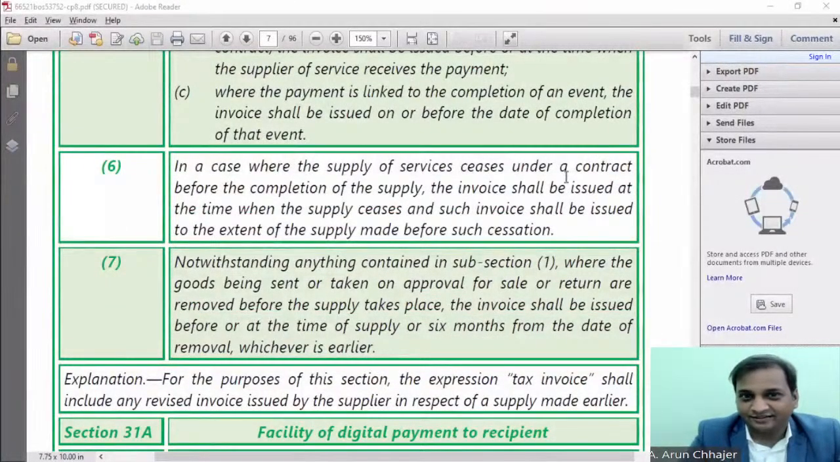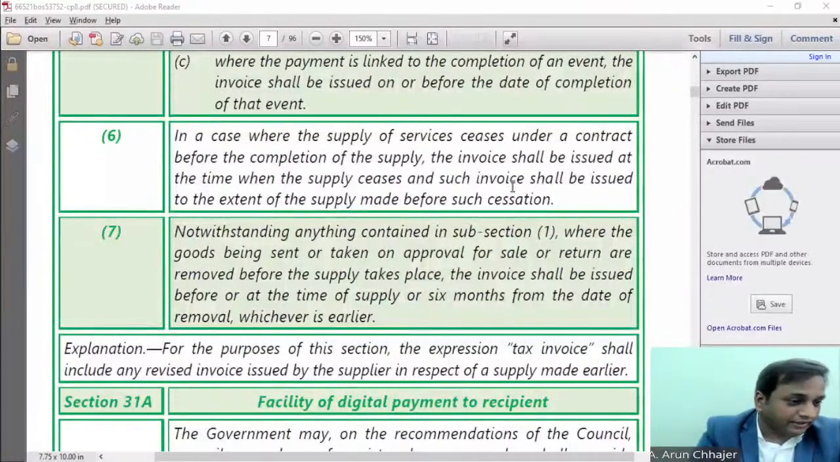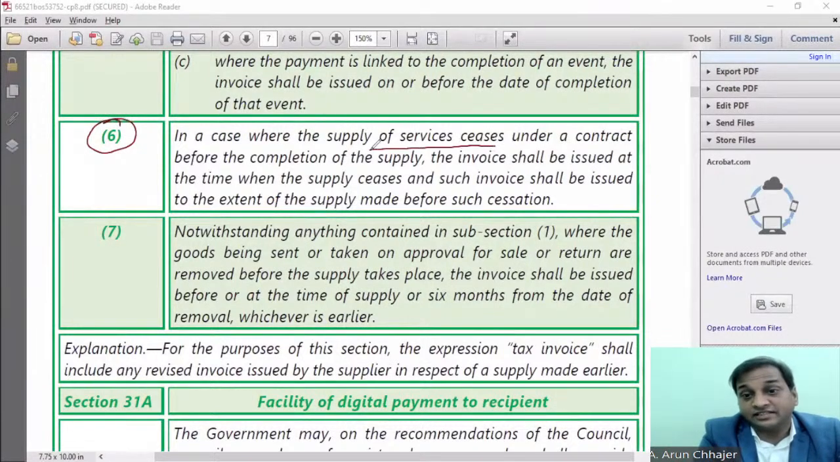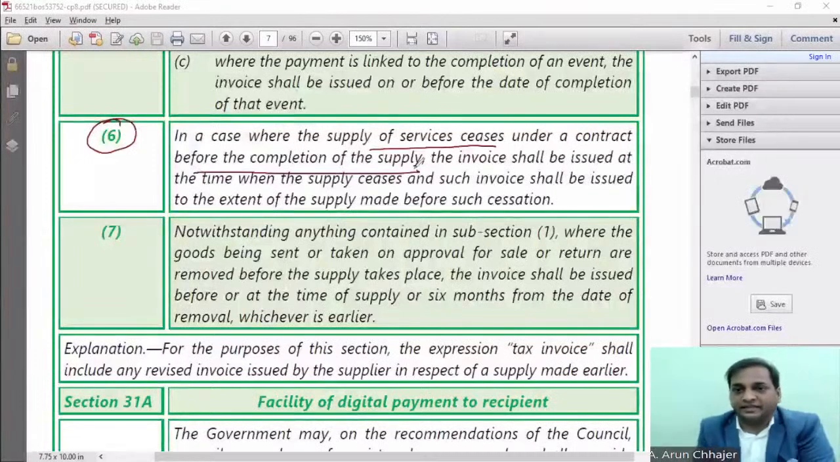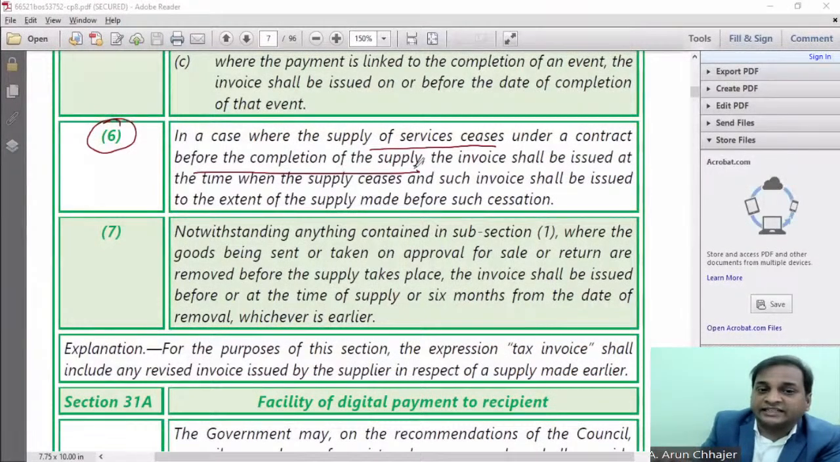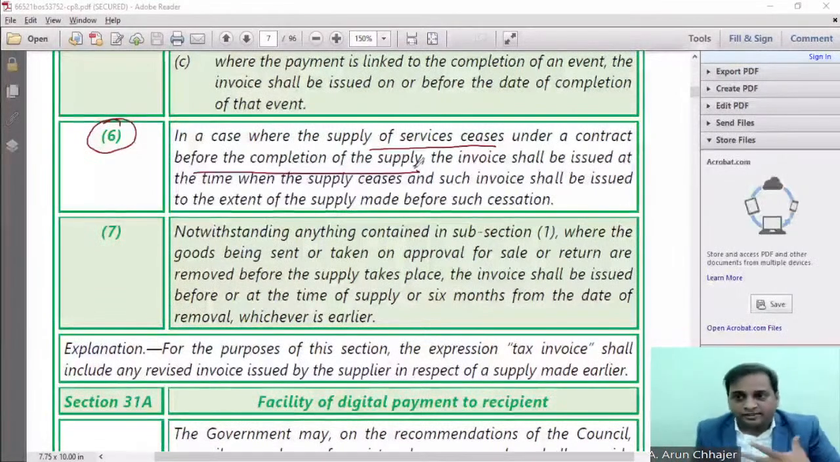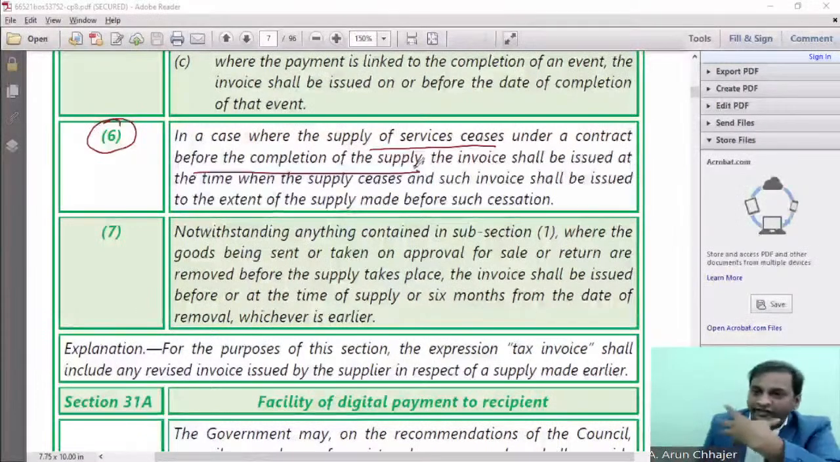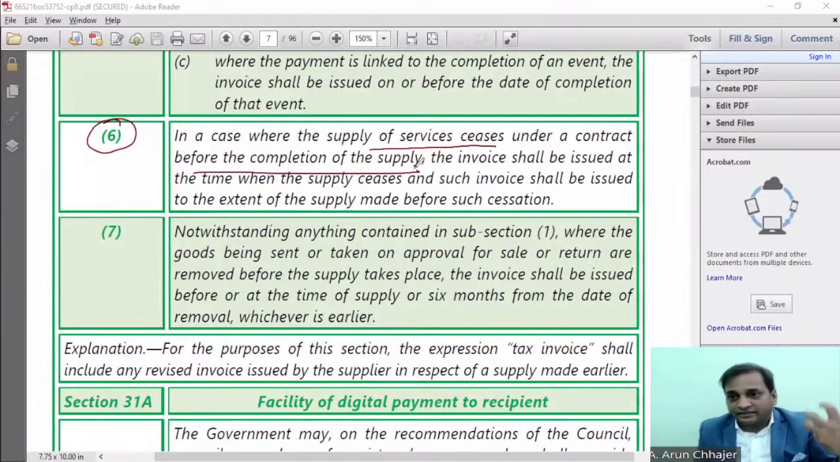I'll check again. Now we are moving to section 31 subsection 6. It says that where the supply of service ceases under a contract before the completion of supply, the invoice has to be issued at the time when the supply ceases, and such invoice shall be issued to the extent of the supply made. Suppose I have received a contract for 1 year. Giving the example for subsection 6, after 2 months, the supplier is saying, or some event is occurring by which we have to stop that work.